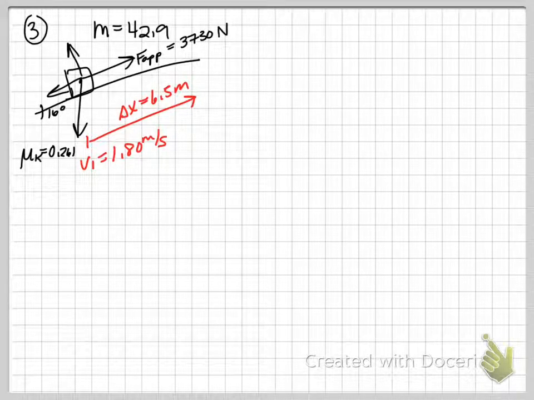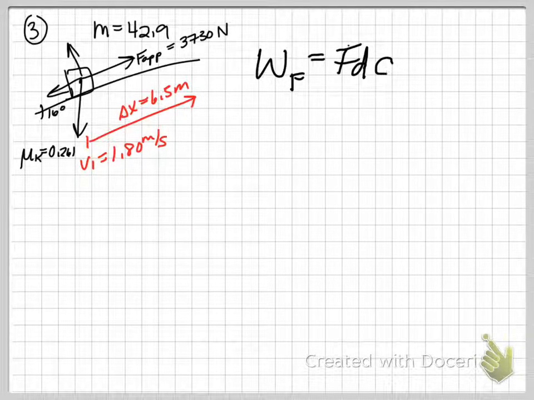So the first thing we want to write down is that the work of friction is equal to the force of friction times the distance the box has moved times the cosine of theta, where theta is the angle between the force of friction and the motion of the box.